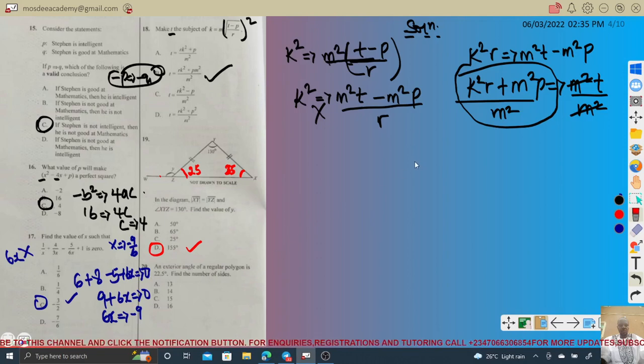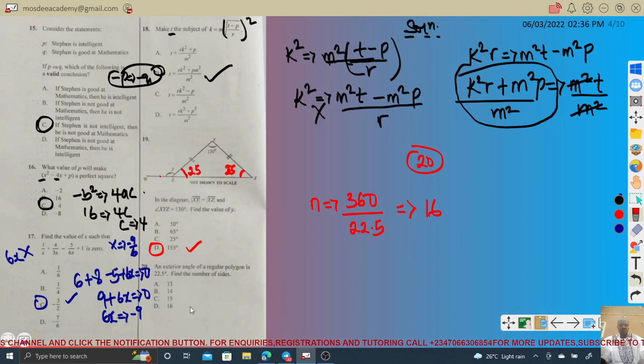Question 20, I'm solving now. An exterior angle of a regular polygon is this. Find the number of sides. Number of sides for an exterior angle is 360 over the exterior angle value, 22.5. Punch your calculator directly, my dear student. I don't think this should give you any problem. If you do that very well, this is very easy. 360 over n is each exterior angle, and this will give you 16. So that's the answer to that as well. We move to the next question.